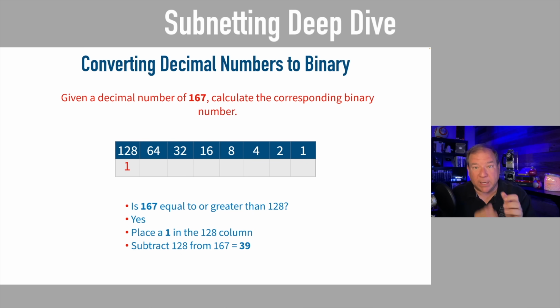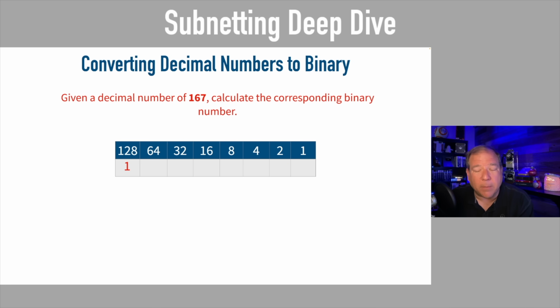So now we're dealing with a number of 39, and we move to the next column. And we ask the same question for the 64 column. Is 39 equal to or greater than 64? No, it's not. If the answer is no, we're going to put a 0 in that column.